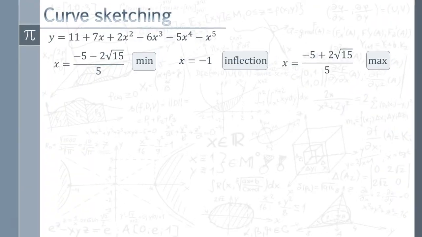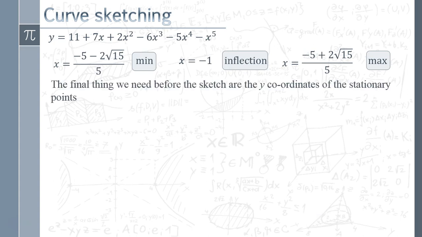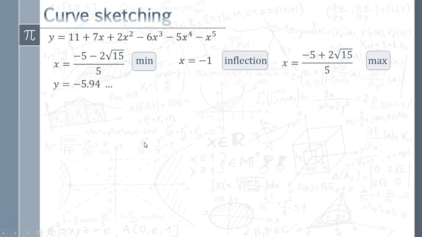So here we go. There's the information we had from the previous slide. So what we need to do now is figure out the coordinates of these points. So we've got the x values, so we're going to need the y values to go with it. So again, we're going to have to take this value here and put it into our equation for y. And again, make sure you use the A and S key, makes that a whole lot simpler. And we find that y equals minus 5.94 and a whole load of decimals. And when x equals minus 1, we've got y equals 0. And when we've got x equals minus 5 plus 2 root 15 over 5, we've got positive 5.94.